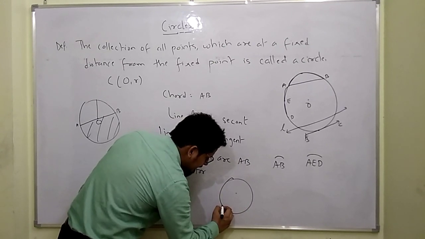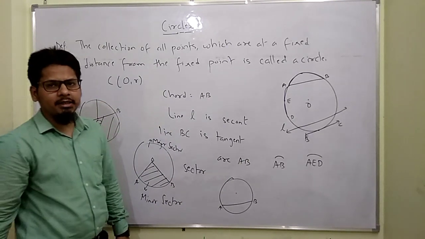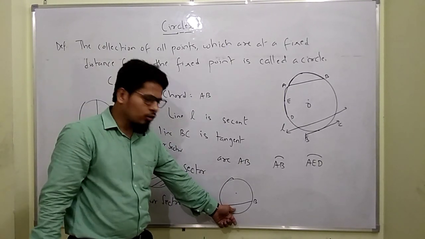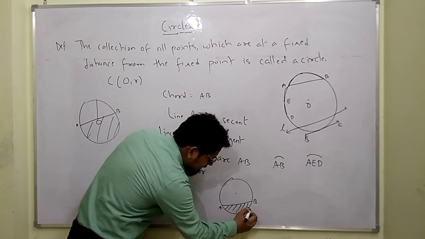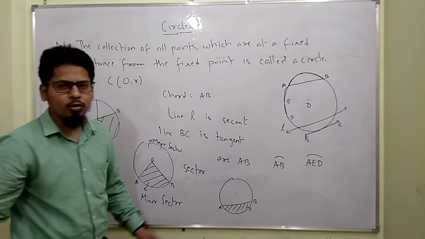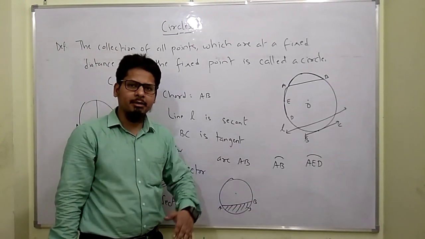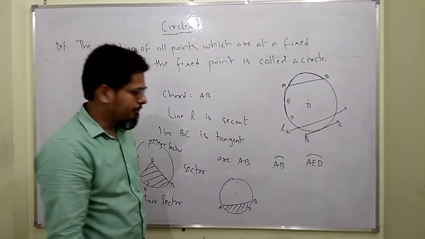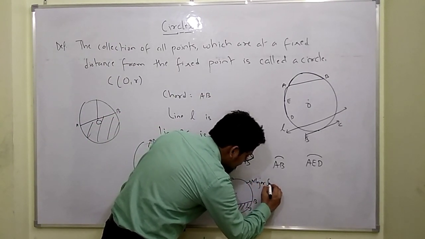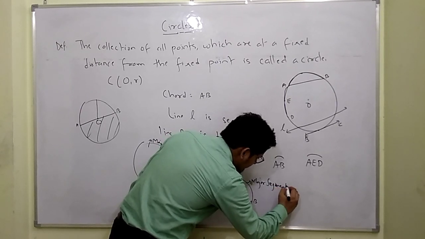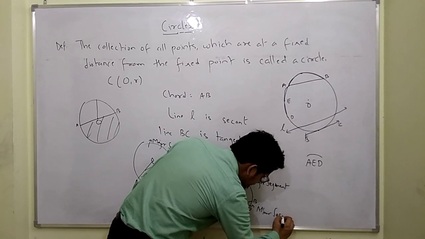In the center, this is the chord AB. Now the circle is divided into two parts by this chord AB. The small part is called the minor segment. These both are segments; the whole circle is divided into segments. The small one is called a minor segment, and the major one is called a major segment. So this is the major segment, and this is a minor segment, right?